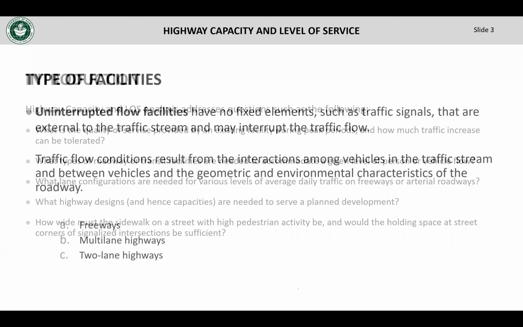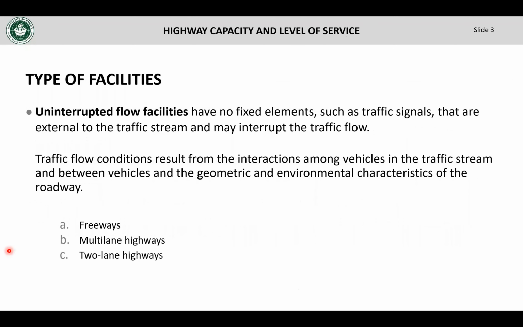The highway capacity and level of service procedures are categorized based on whether traffic interruptions result solely from the interactions among vehicles or if there are fixed elements that interrupt traffic flow. The first category includes uninterrupted flow facilities. These have no fixed elements, such as traffic signals, that are external to the traffic stream and may interrupt the traffic flow. In these types of facilities, the traffic flow conditions result from the interactions among vehicles in the traffic stream and between vehicles and the geometric and environmental characteristics of a roadway.